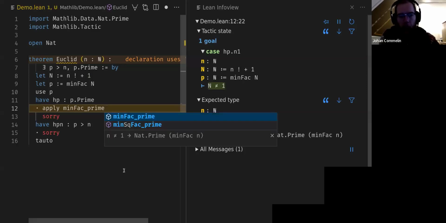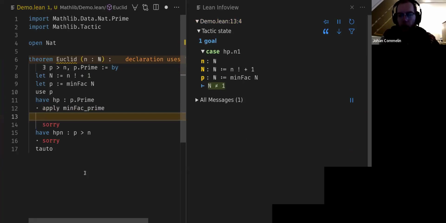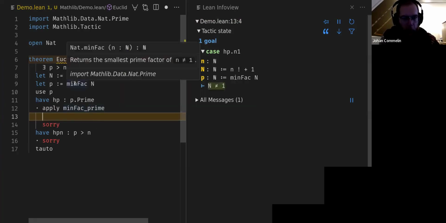Okay. And now we see that we're not done after this lemma, because there is a side condition. If we hover over the definition of minimal factor, it says it returns the smallest prime factor of n for n unequal to 1, because of course 1 doesn't have a prime factor.